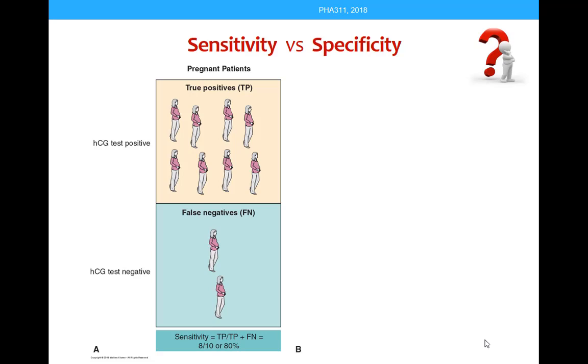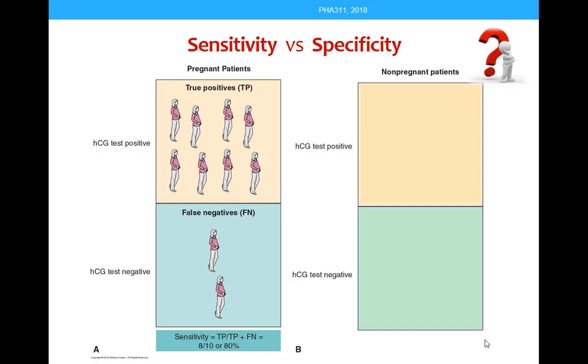For an ideal test, we want it to be 100% sensitive. We don't want to miss any diagnosis, right? But in this particular example, this test is 80% sensitive. Now, what is specificity? Right now, we are focusing on the true positives. Now we will be focusing on the negatives.